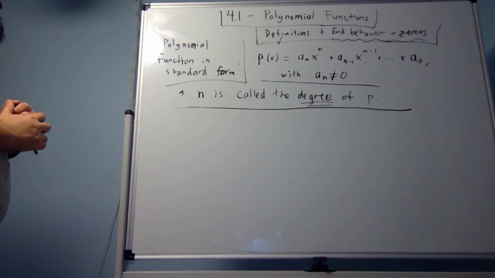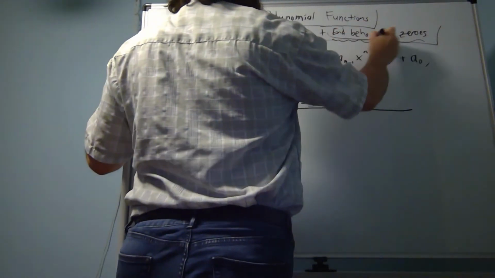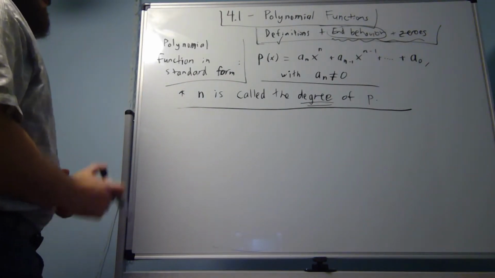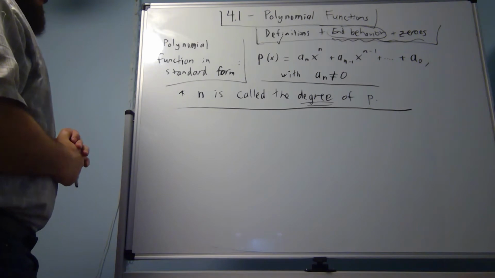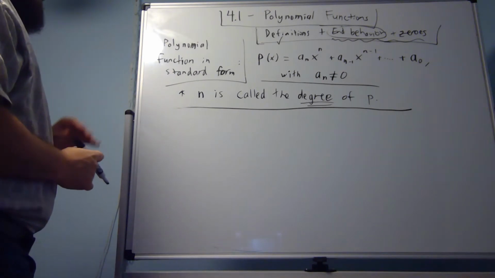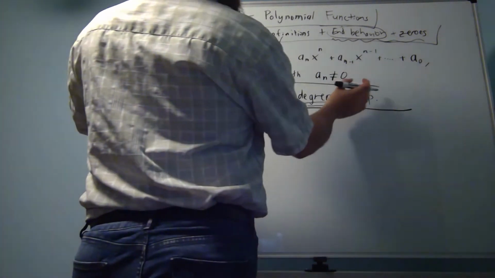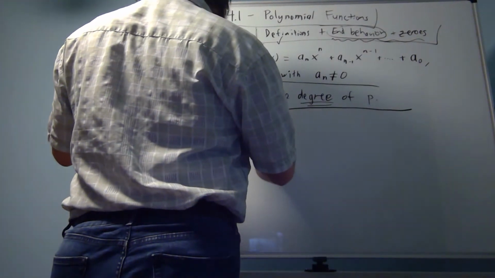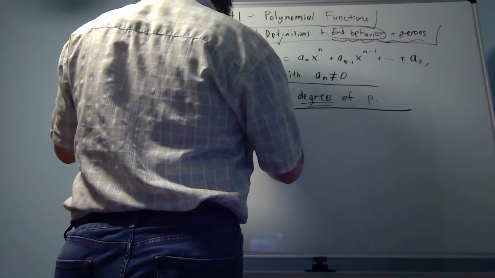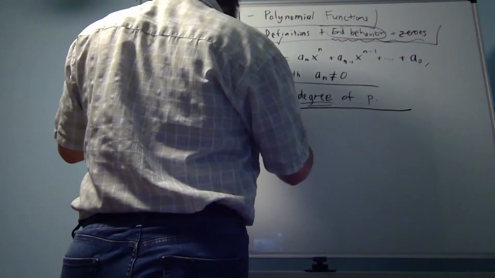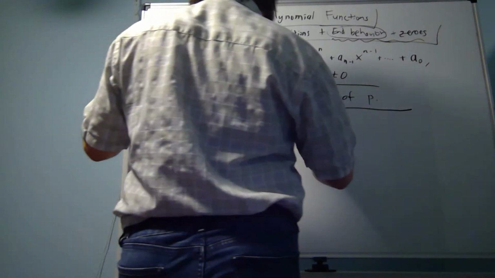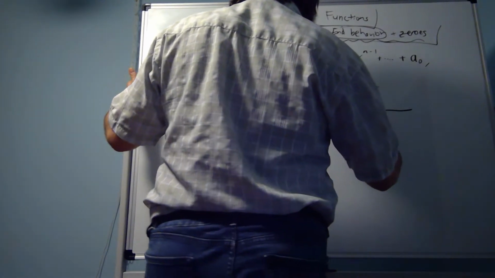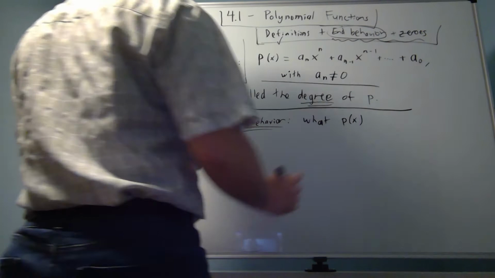Okay, so let's talk about end behavior in this one, and then we'll talk about zeros later. Maybe that'll be a third video. So, end behavior. Here's a general definition of a polynomial. Just very generally speaking, what p of x does.